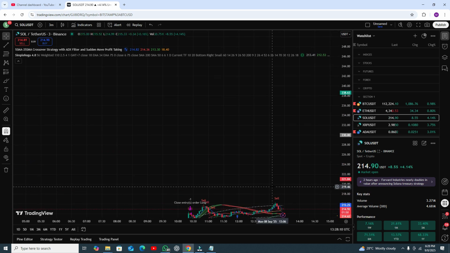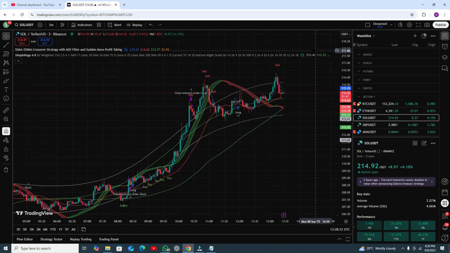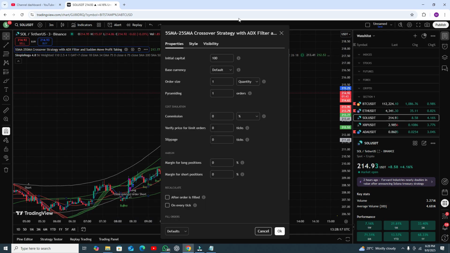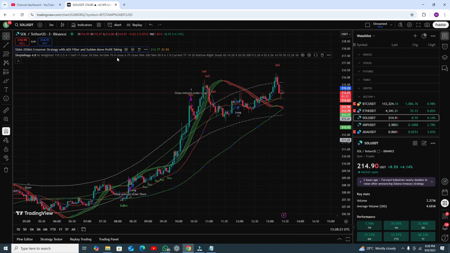Let me show you this indicator. You will type it in the indicators and you will find it available free of cost in TradingView. But the second indicator is not available in TradingView. You need to contact me if you need the second indicator.